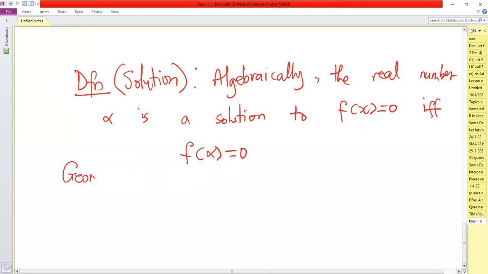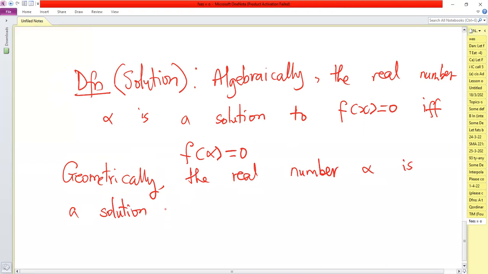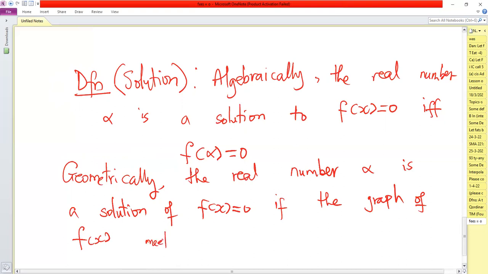Geometrically, the real number alpha is a solution of the equation f of x equals 0 if the graph of f of x meets the x-axis at the point x equals alpha in the rectangular coordinate system.